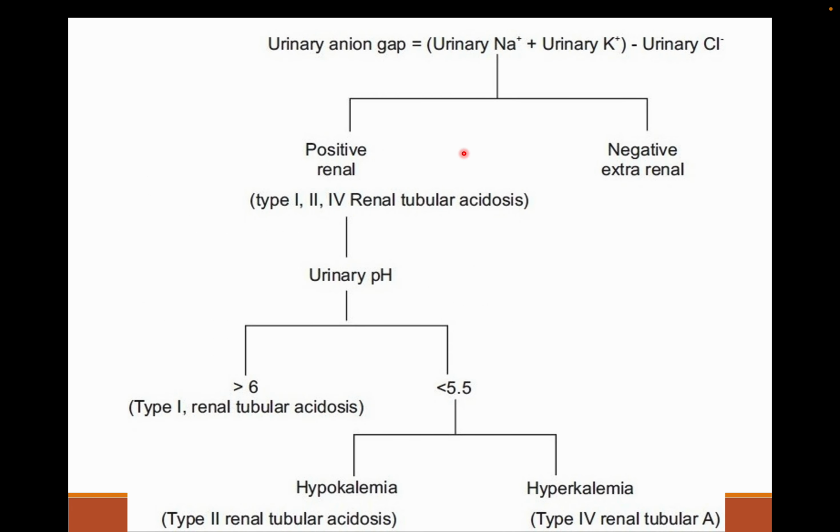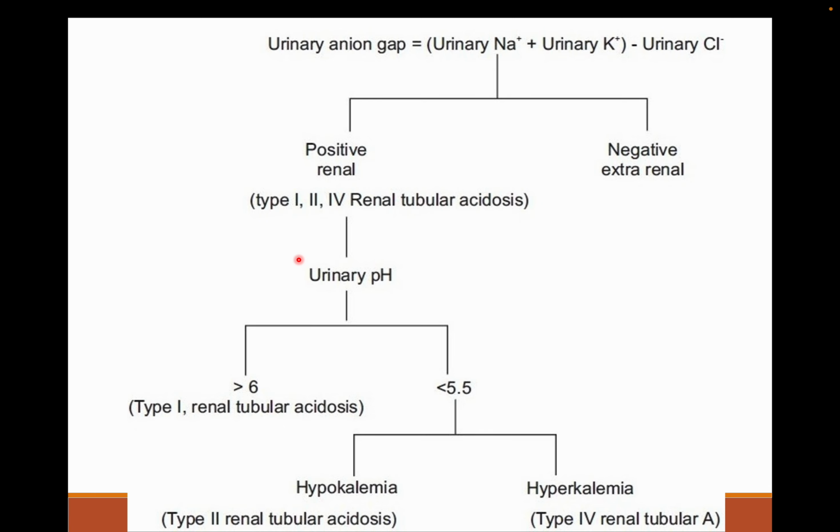The urinary anion gap is urine sodium plus urine potassium minus urine chloride. This is the urinary anion gap. Normal urine anion gap is anywhere between 0 to 10. Generally, anything more than 20 is considered positive. So urine sodium plus potassium minus chloride is the formula. You generally use it in the case of normal anion gap metabolic acidosis. So let's say the urinary anion gap is positive. That means there is renal tubular acidosis.